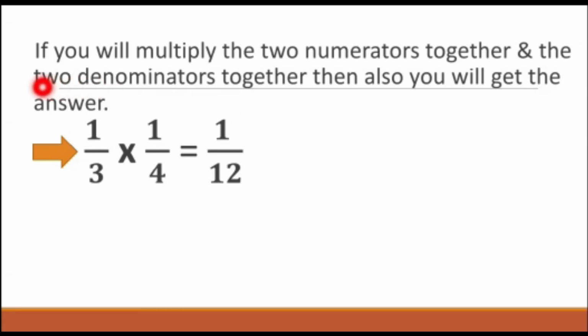Now if you multiply the two numerators together and the two denominators together, then also you will get the answer. That means if you directly multiply these fractions, numerator multiplied by numerator and denominator multiplied by denominator, then also you will get the answer. So 1 one is 1, 3 fours are 12. In this way also the answer will be the same. So the answer is 1 by 12.